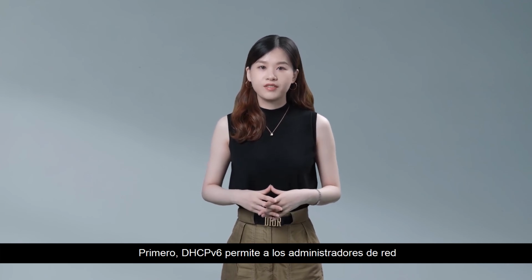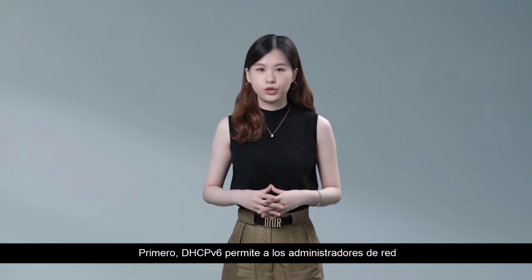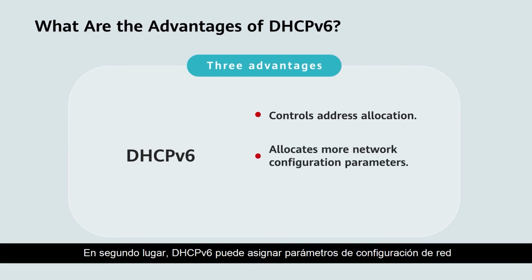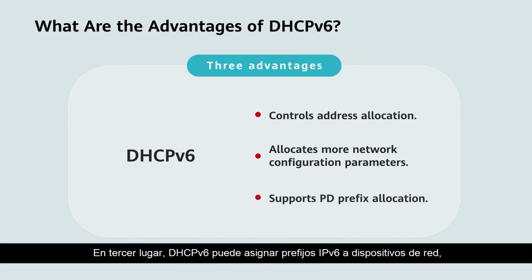First, DHCPv6 enables network administrators to better control IPv6 address allocation, facilitating network management. Second, DHCPv6 can allocate network configuration parameters such as the IPv6 address of the DNS server and support features such as ZTP. Third, DHCPv6 can allocate IPv6 prefixes to network devices, facilitating network-wide automatic configuration and hierarchical management.